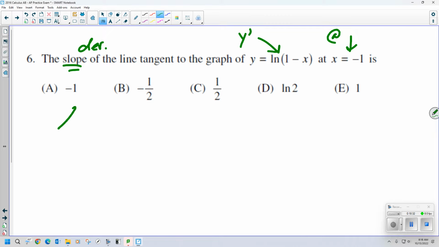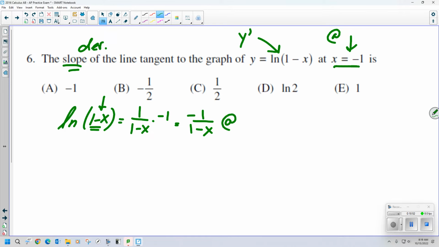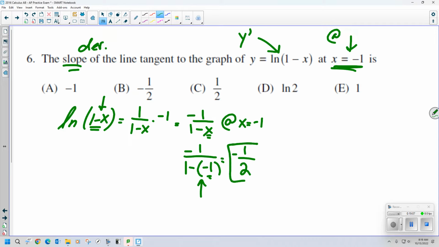All right? You should know your natural log rule for derivatives is 1 over whatever the inside is times the derivative of the inside, -1. So it's -1 over 1 minus x. Okay? Where do I want this? At x equals -1. -1 over 1 minus -1 is in for this x. -1 over this turns into a big plus. 1 plus 1. That's 2.